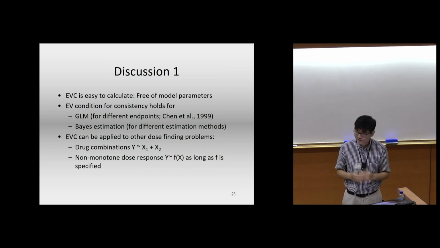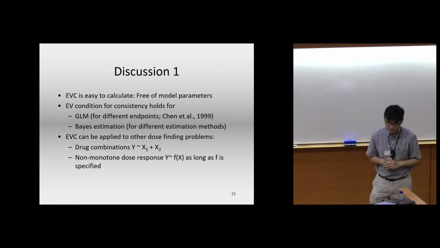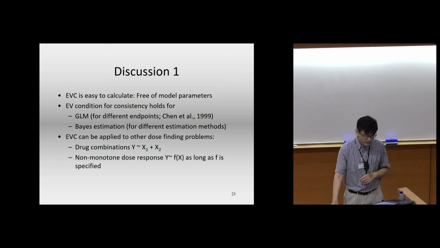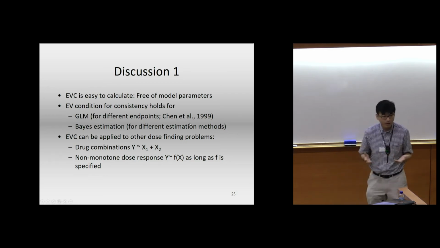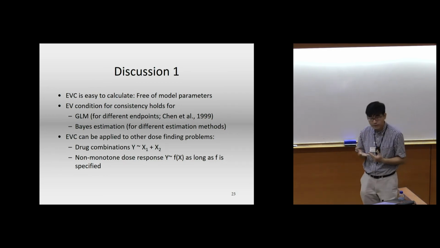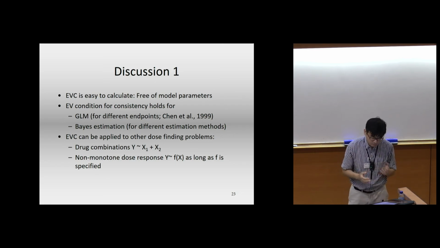But the eigenvalue of a design matrix is free of model parameters, and it's so easy to calculate. You don't need to do any estimation. And the good thing about this is, I showed you an example with a linear model using least square regression. The theory was extended in the 90s to generalized linear models. So if you have a binary endpoint, which is very common in dose finding studies, you have a logistic model, and you can use the eigenvalue constraint to make sure that it's consistent.